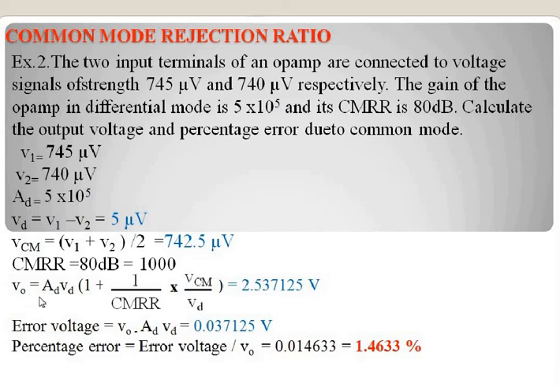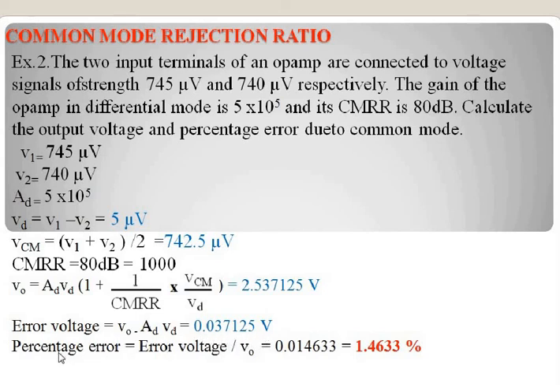This is the voltage you got on considering the common mode signal also. In the ideal case, the expected voltage is AD into VD, that is the output voltage amplifying the difference of the two input voltages. So on subtracting AD into VD from the output voltage we got, that is 2.537125, we will get the error voltage, which is 0.037125.